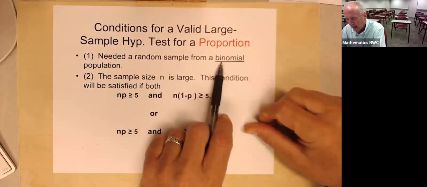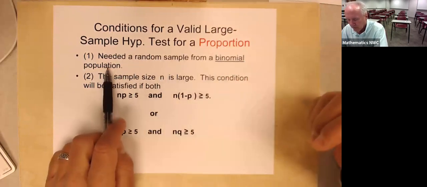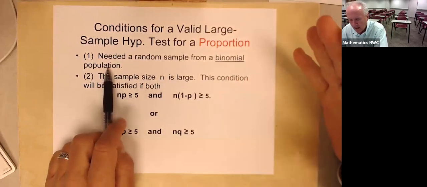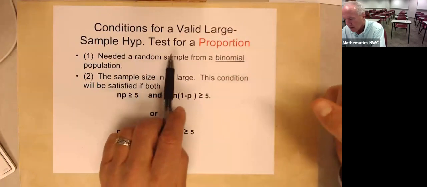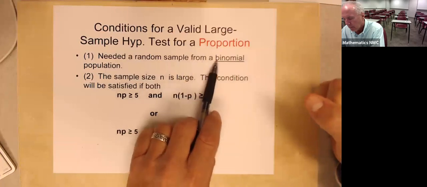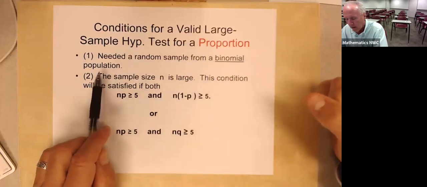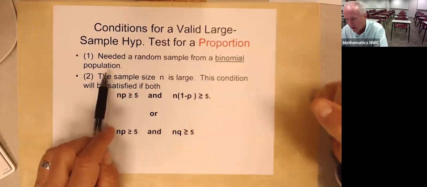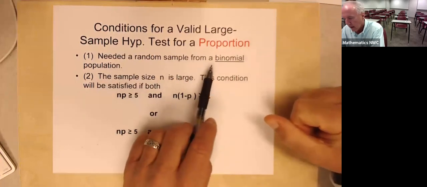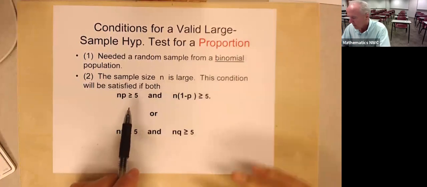These have to be binomial populations. I'm in favor of candidate A, I'm opposed to candidate A. Two choices, hence binomial. I'm in favor of Proposition 13, I'm opposed to Proposition 13. Two choices, hence binomial.